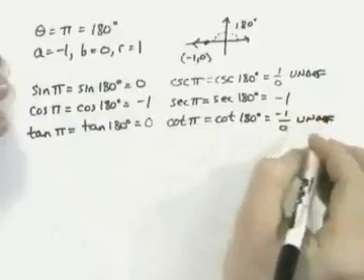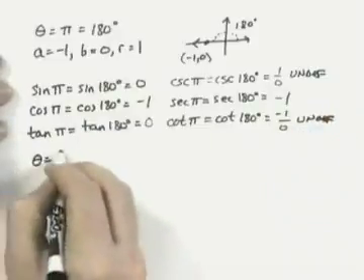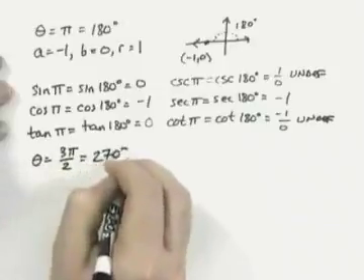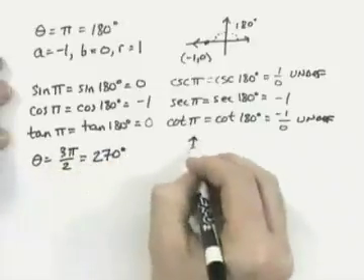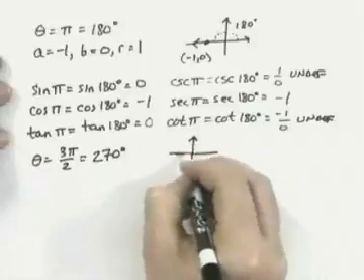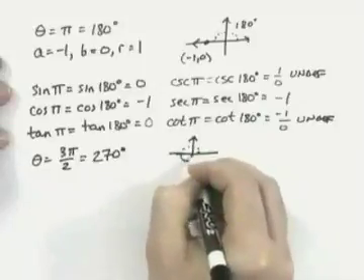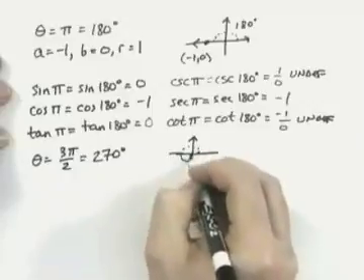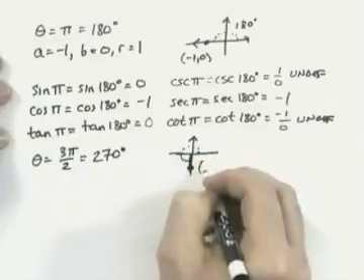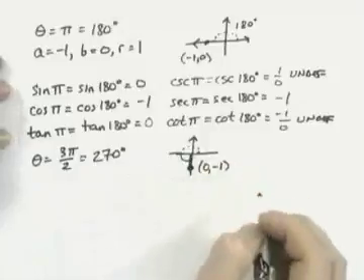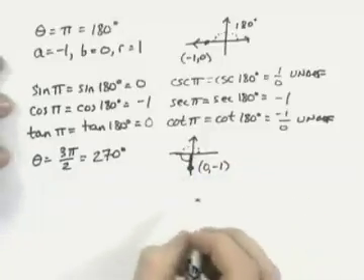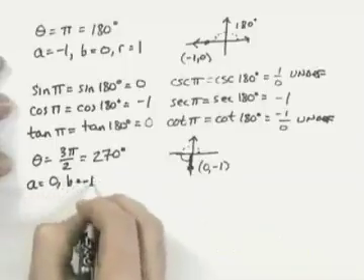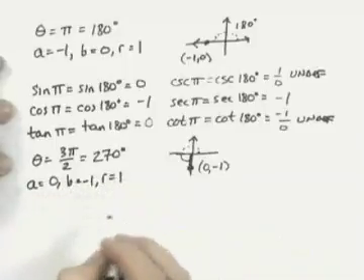One last one to go. That's theta equals 3 pi over 2, or 270 degrees. Same logic here. You draw your angle in. 270 degrees is going to be having a terminal side on the negative y-axis. Pick any point you feel like on that negative y-axis. 0, negative 1 seems to be the easiest. So we have A is 0, B is negative 1, and then R is 1.